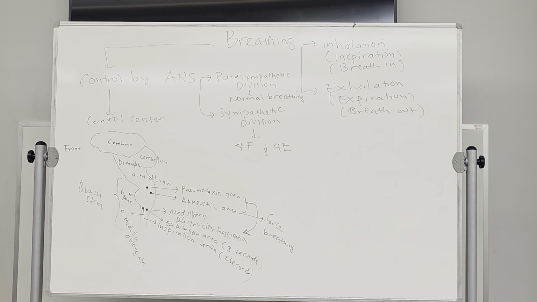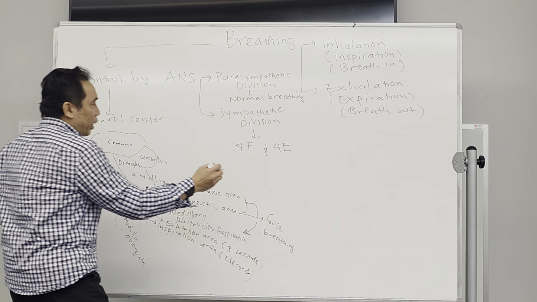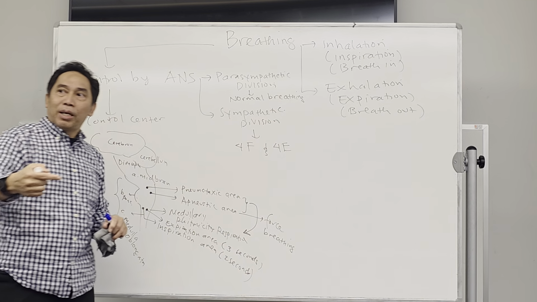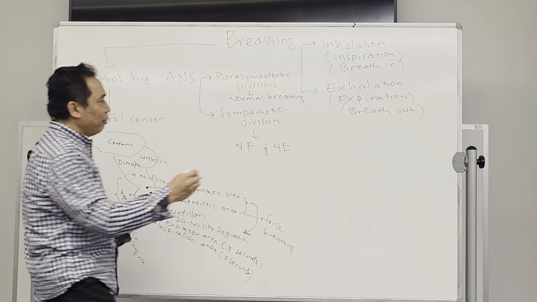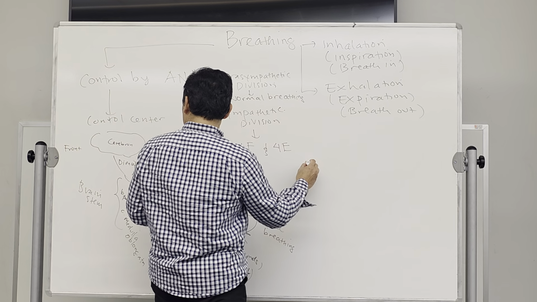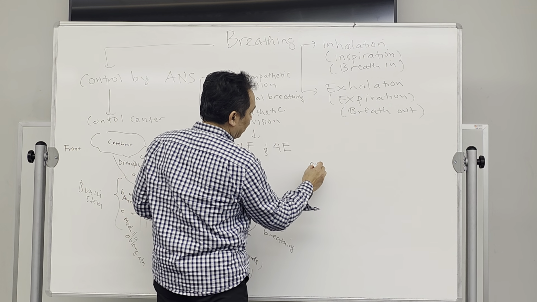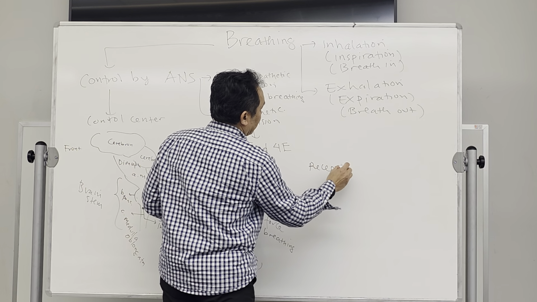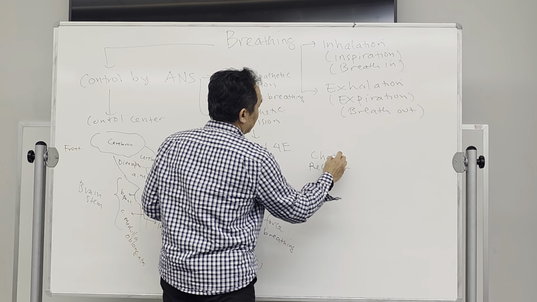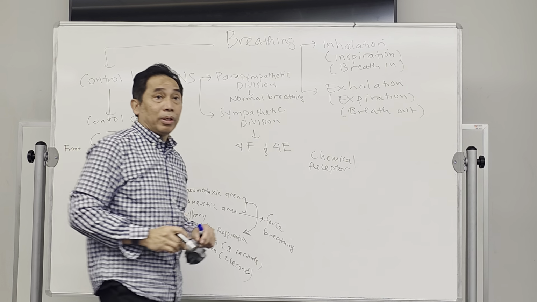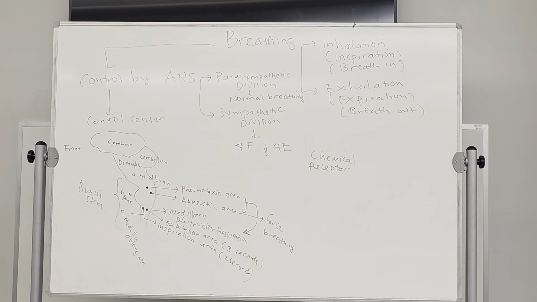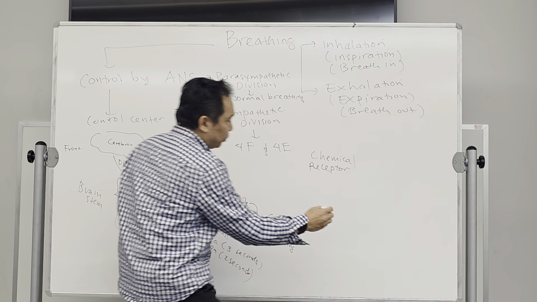Okay, now how do we know that we need more air, for example? We actually have the receptor. Okay, there's a chemical receptor or sensory system that will receive information whether we need more oxygen or not. So we have the chemicals.